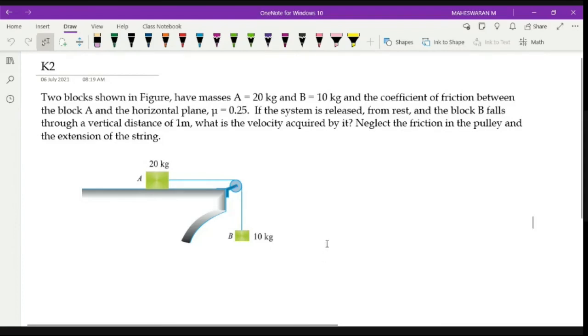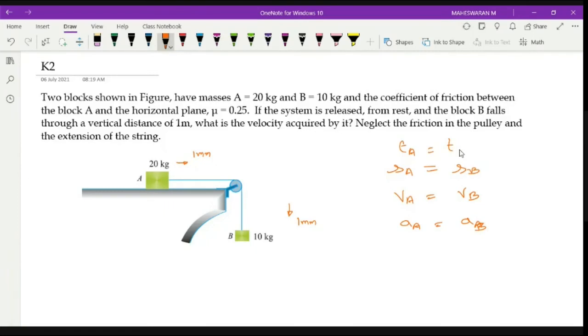Okay, so again, in this case, if this block is moving along this direction for 1 mm, what happens to this block? This block will move how many mm? Same. So you have movement of 1 mm. In that case, I can say that the displacement in block A is equal to the displacement in block B. Velocity in block A is equal to velocity in block B. Similarly, acceleration is also same. If all these things are same, your time is also same. These are all equal. There's no difference.